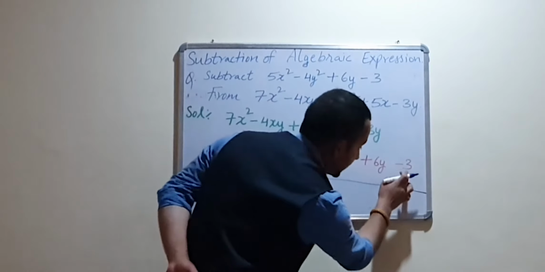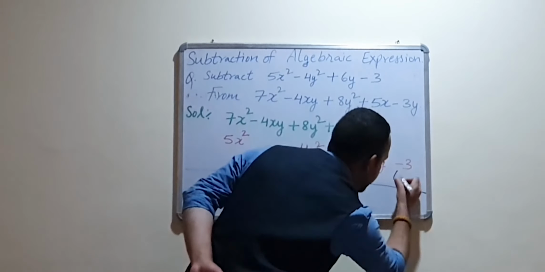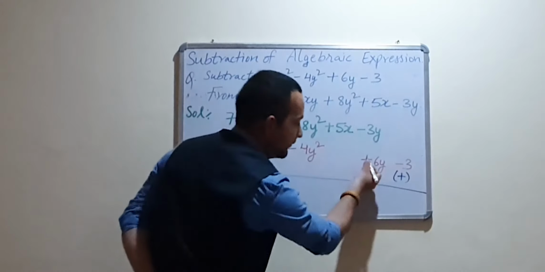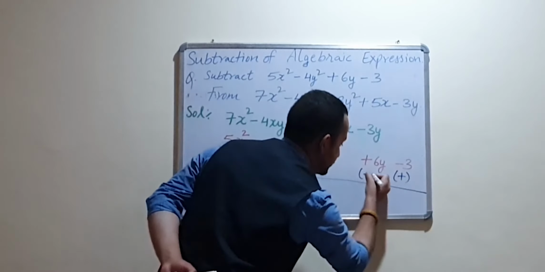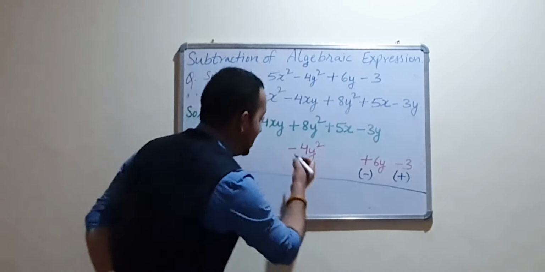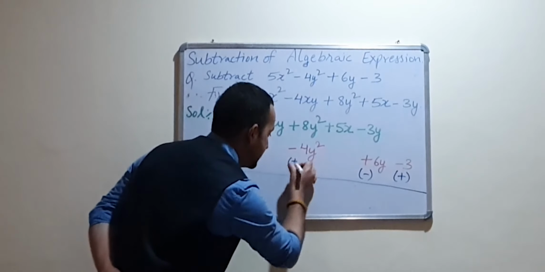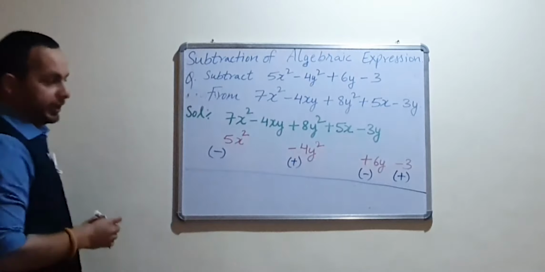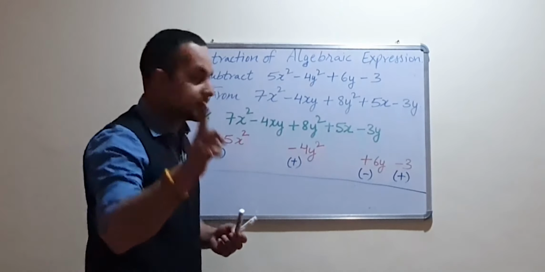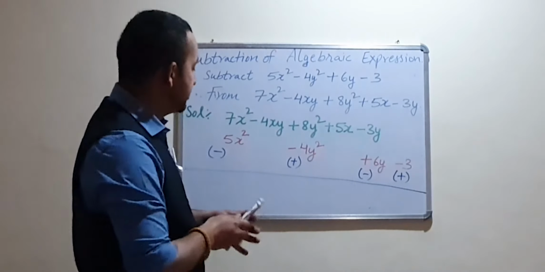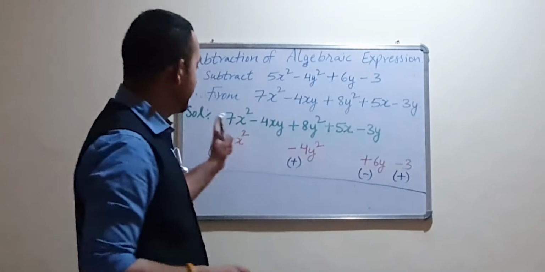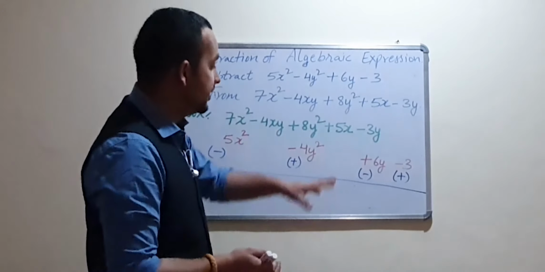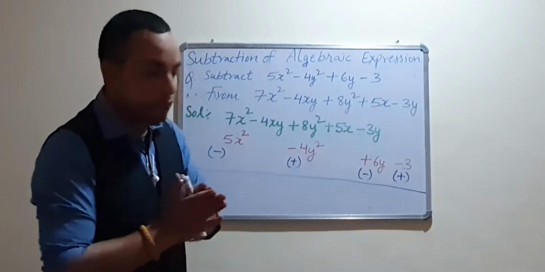If this is negative 3, we will make it positive 3. If this is positive 6, we are going to change it into negative. If this is negative, we are going to change this into positive. And if this is positive, we are going to change this into negative. Only for the second expression. Change the sign of the second expression; the first expression stays as it is.